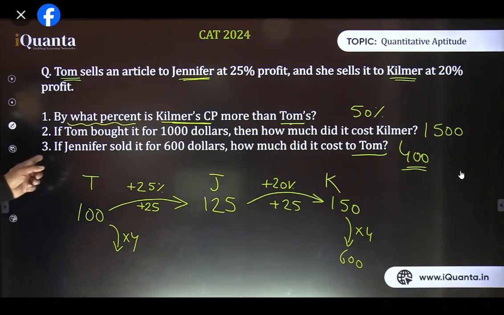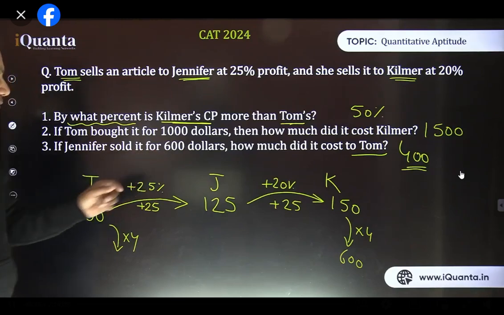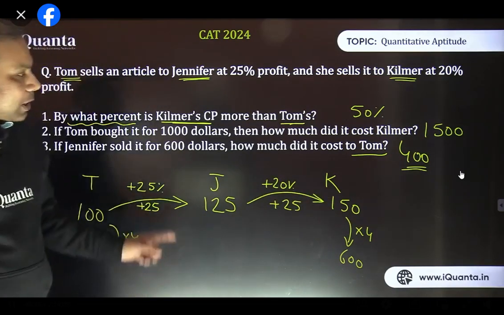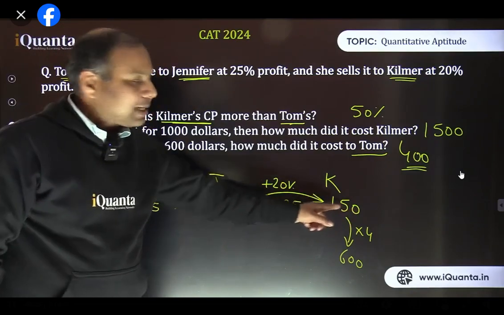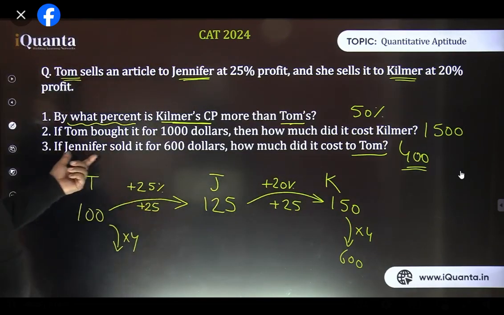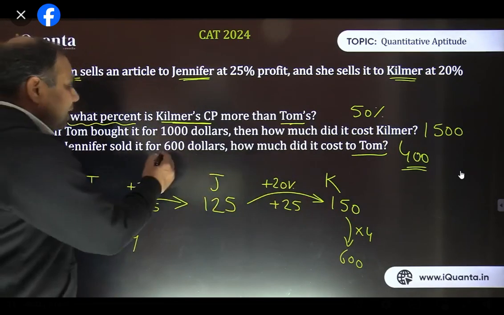See the question C part, the third part again. If Jennifer sold it for $600, when I assume the cost price of Tom to be 100, then we got the cost price of the respective persons, right? So we found the cost price of Kilmer, the third person, as 150. But in this question it is given that Jennifer sold it not for 150 but $600.